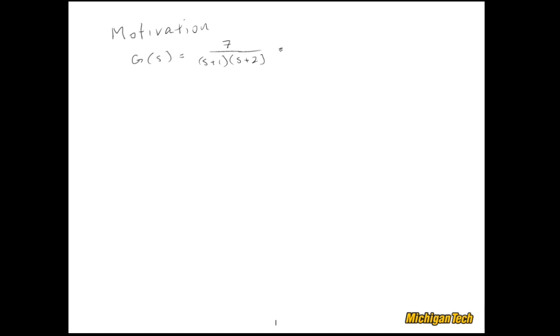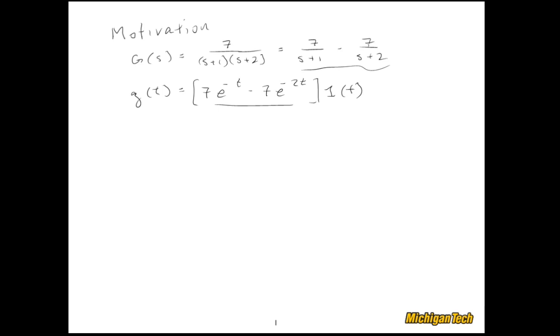And the way we do it is we can break this up into two pieces where each one of those pieces is in a Laplace transform table: 7 over s plus 1 and 7 over s plus 2. Once we have it broken up into that form, then we can go 7 e to the negative t minus 7 e to the negative 2t. I'll go ahead and multiply that whole thing by a unit step function just to remind myself that as far as the Laplace transform is concerned, this function is annihilated for negative time.